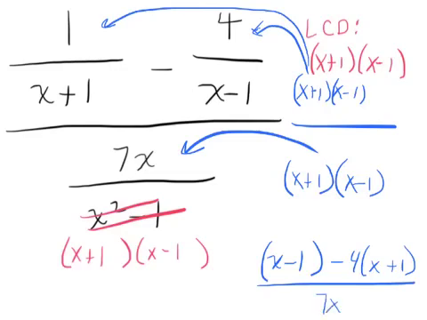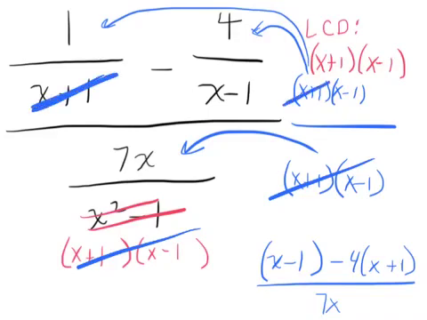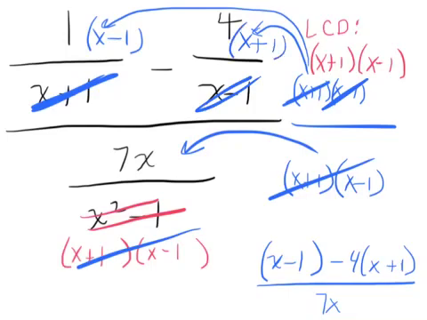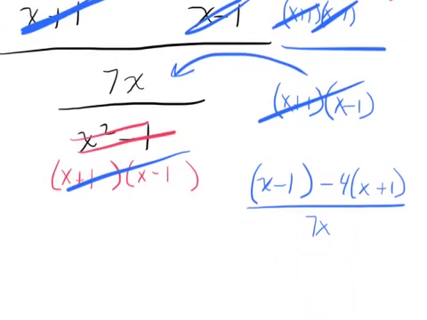So again, let's take a look at this. We've got cancel, cancel, leaving behind 7x in the bottom. That's the easy part. The numerator, though, we have to remember to distribute. So here, this x plus 1 cancels this x plus 1, leaving behind x minus 1 up here. That's where this comes from, right here. Then we go back, and we see that this x minus 1 cancels this x minus 1, leaving behind an x plus 1 up here. And that's where this comes from, right here. And then Jared just distributed everything out.